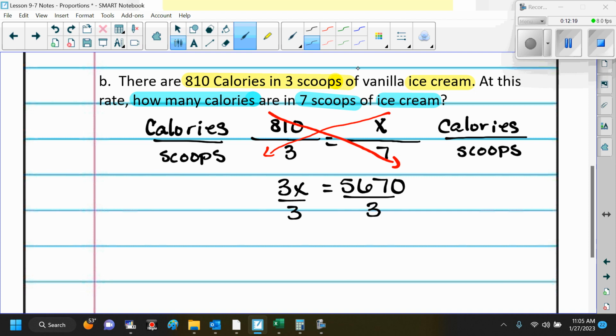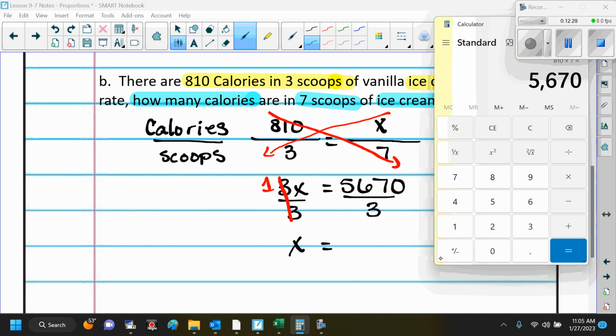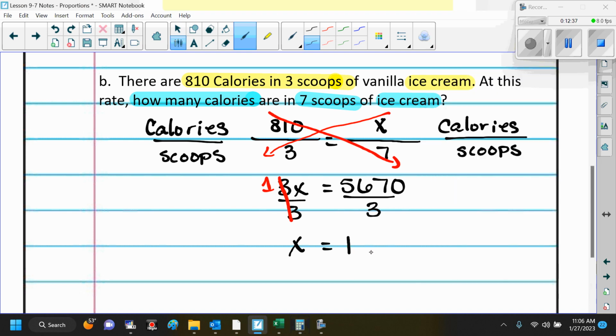3 divided by 3, of course, is 1. And 1 times x is x. Very good. And now we just do that division. So that's 5,670 divided by 3. And that gives us 1,890 calories. Very good. That is a lot of calories.